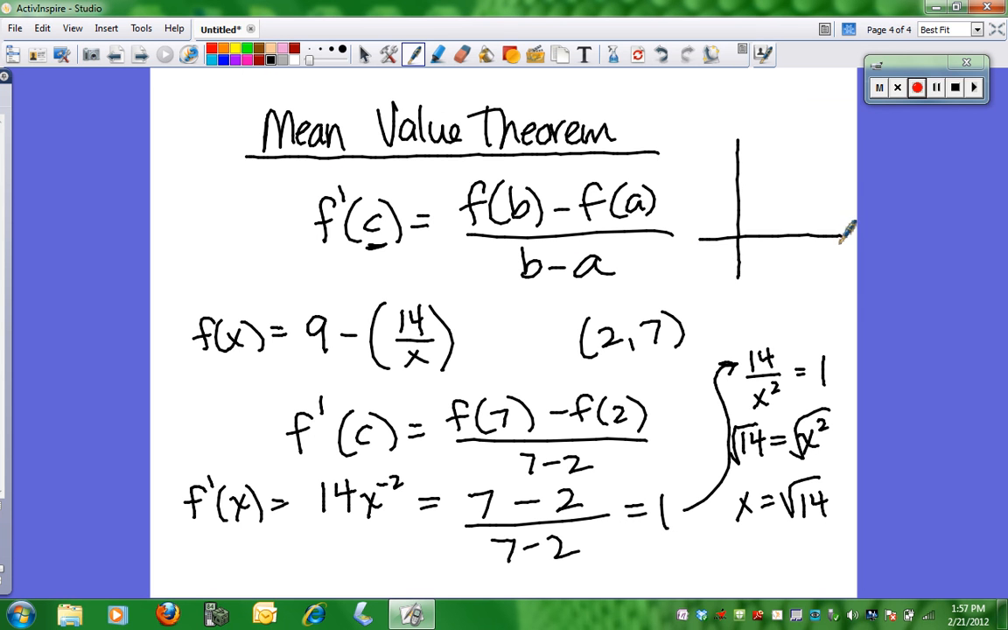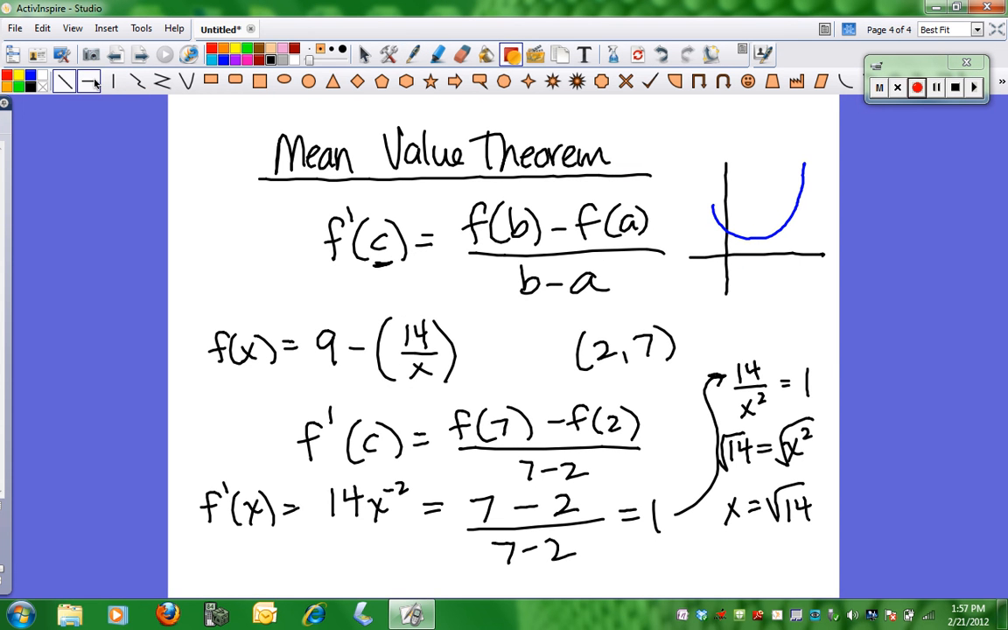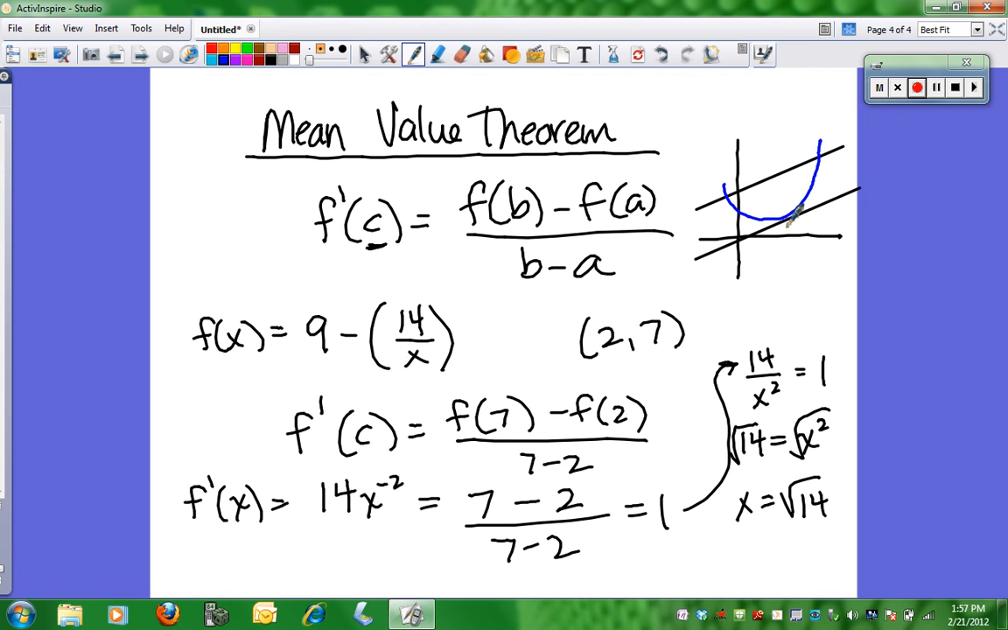However you want to talk about it, here's a little quick graph. You have a graph, some sort of function, and we draw a line. The average rate of change would be the slope of that line, and there's some c value right here. That means that the slope of this line is equal to the slope of this line. That's the mean value theorem.